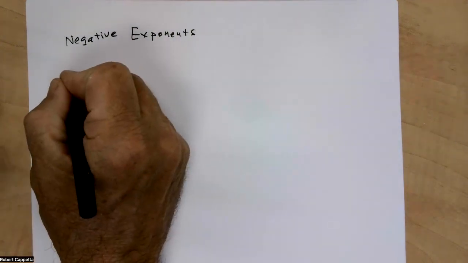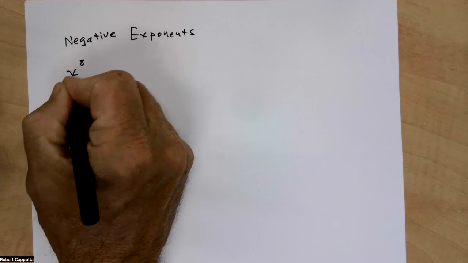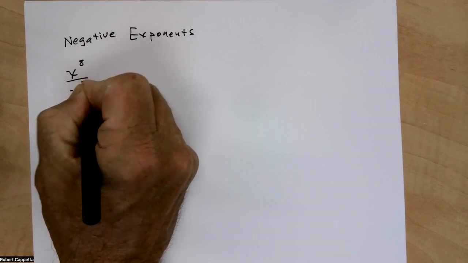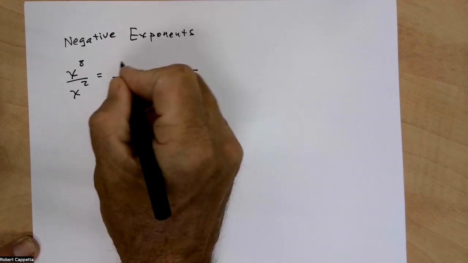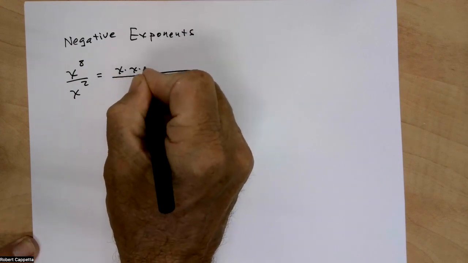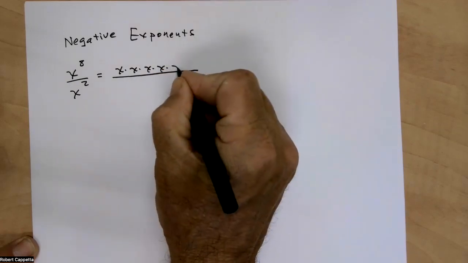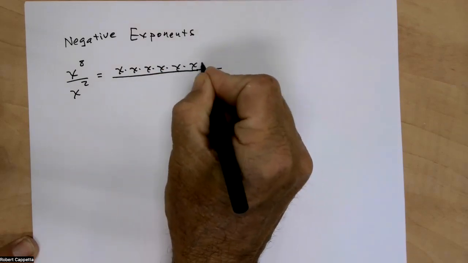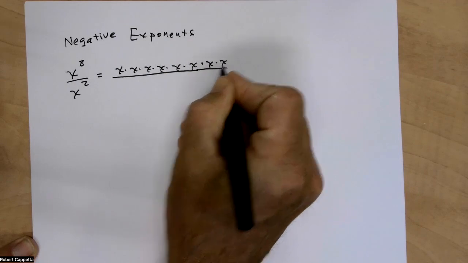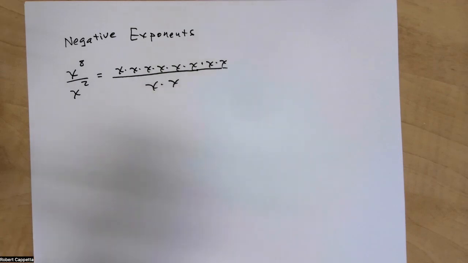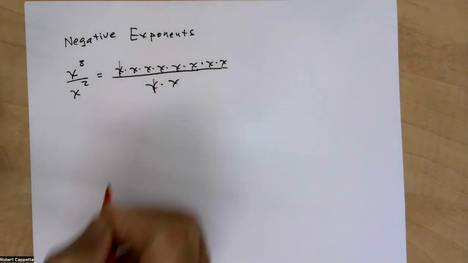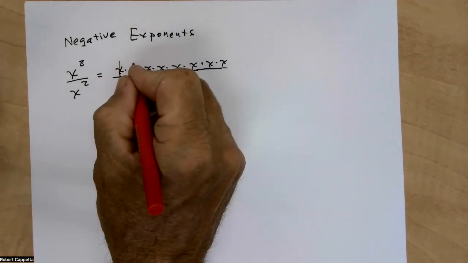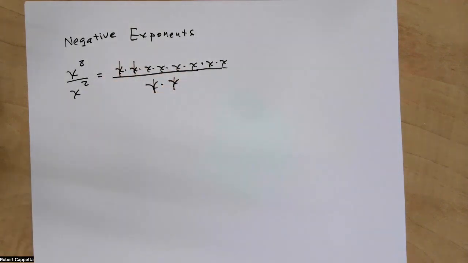If we are looking at something like x to the 8th over x to the 2nd, we always start with asking the question, what does it mean? X to the 8th means x times x times x times x times x times x times x times x. X to the 2nd means x times x. And then what do we do? We divide out. X over x is the same as 1 over 1, like 5 over 5 is 1 over 1, 7 over 7 is 1 over 1.